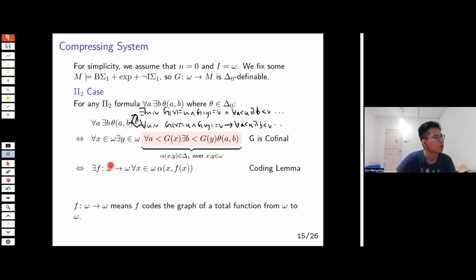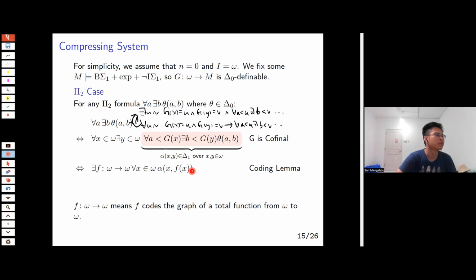And actually the code is just the Skolem function of this for any X there exists Y. So if we take the code, then it is equivalent to say that there is a coded function F, which is a total function from omega to omega, such that for any X in omega, alpha X and F(x) holds. And actually F(x) is just the least Y here. So here we somehow turn an arbitrary pi 2 formula into this form.